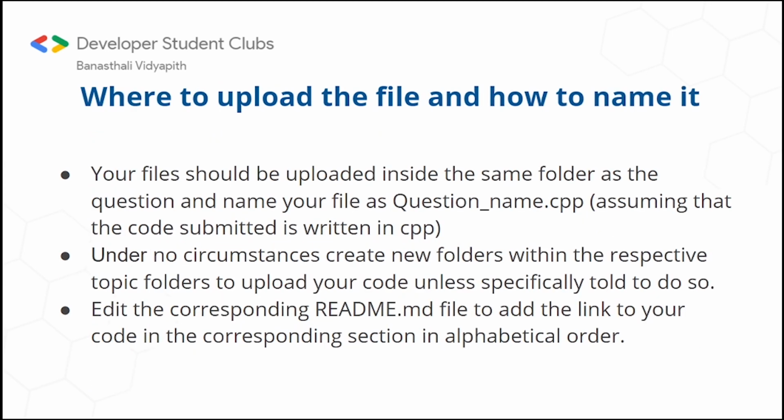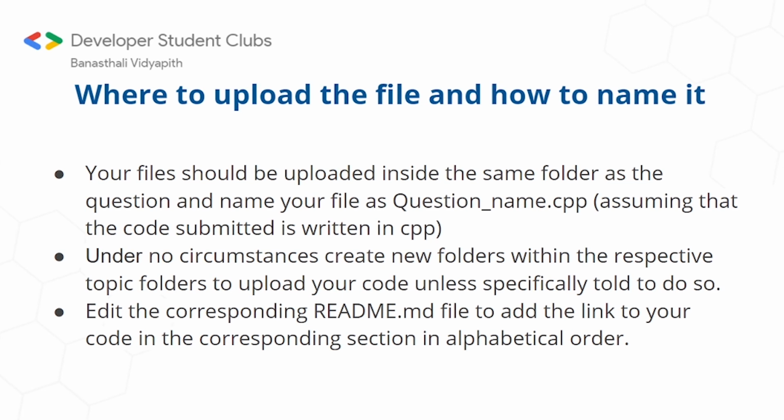Where to upload the file and how to name it. Your files should be uploaded inside the same folder as the question and name your file as questionname.cpp, assuming that the code submitted is written in CPP. Under no circumstances create new folders within the respective topic folders to upload your code unless specifically told to do so. Edit the corresponding README file to add the link of your code in the corresponding section in alphabetical order.